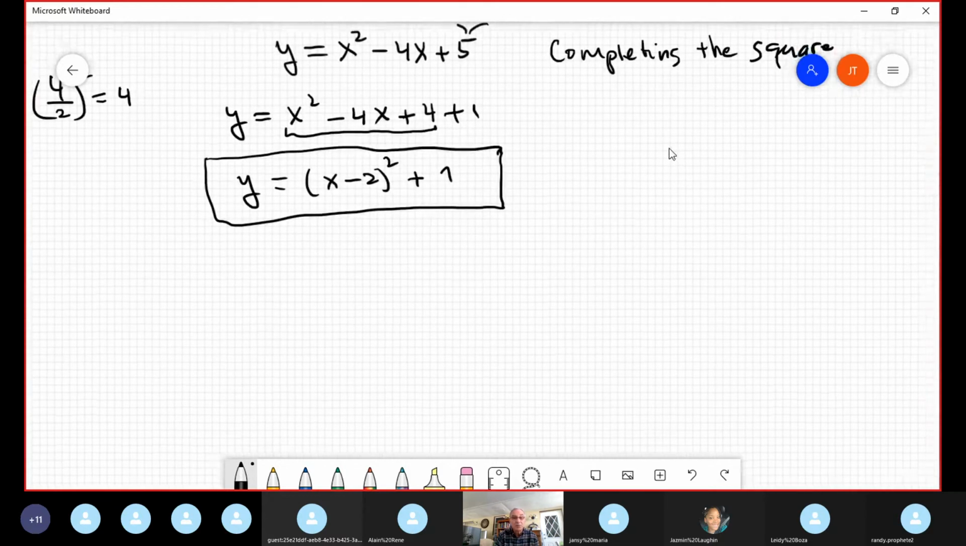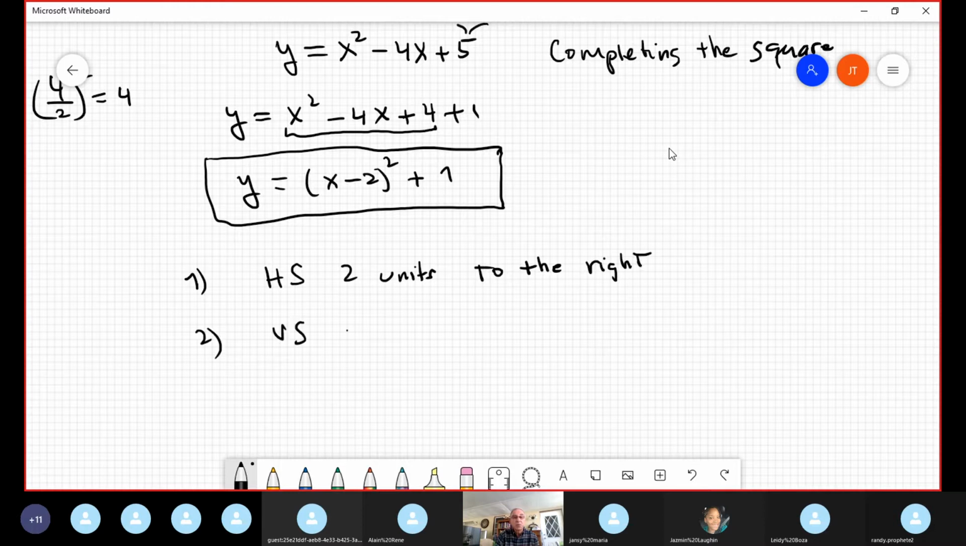I can see that we have number 1, horizontal shift 2 units to the right because it's negative. And finally, we have vertical shift 1 unit up. Okay? But just in case, I want to verify in Desmos to see if I understand very well or not.